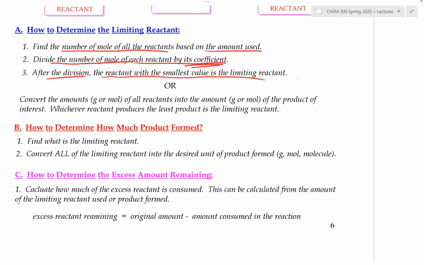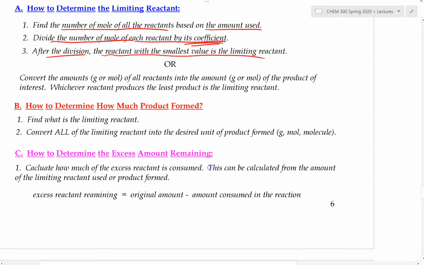Okay, so moles of each reactant divided by its coefficient. After the division, we compare the values, and whichever value is smallest, that is our limiting reactant. So that would be one way to determine the limiting reactant.